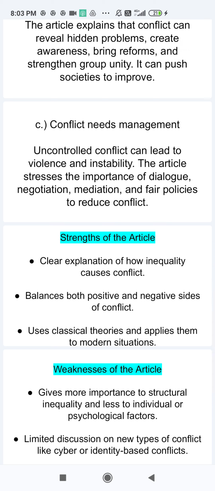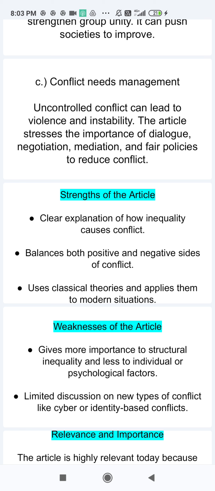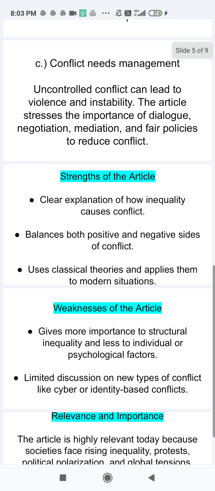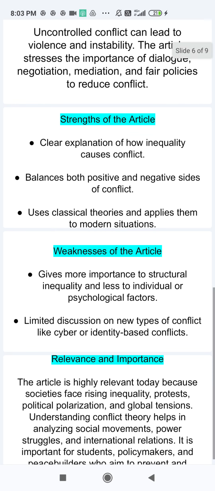Now, strengths of the article. Clear explanation of how inequality causes conflict. Balances both positive and negative sides of conflict, uses classical theories and applies them to modern situations.